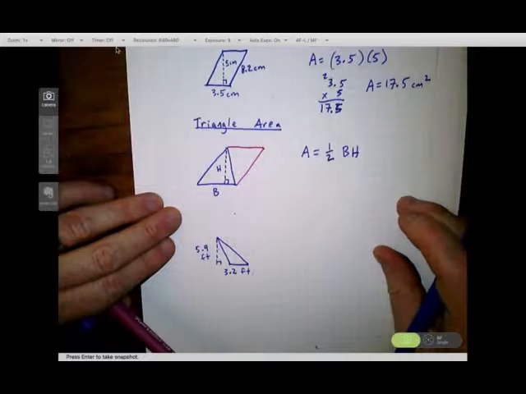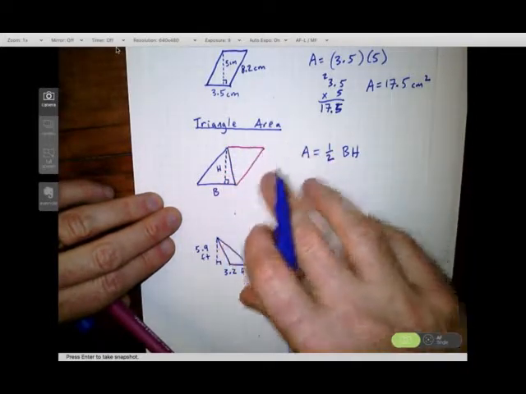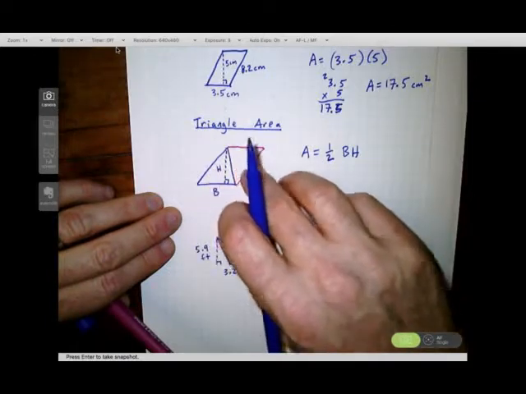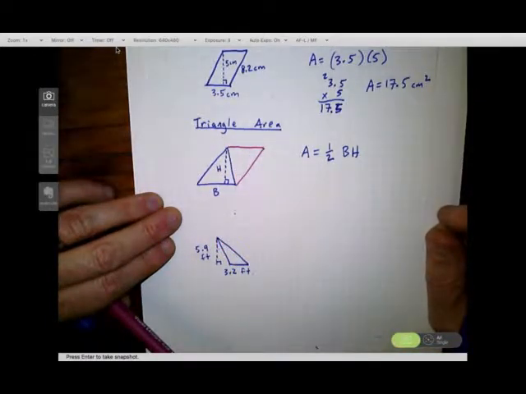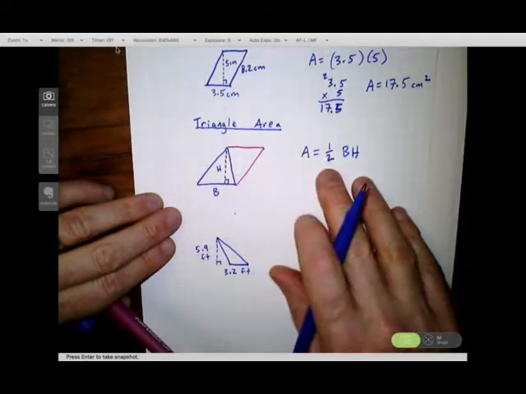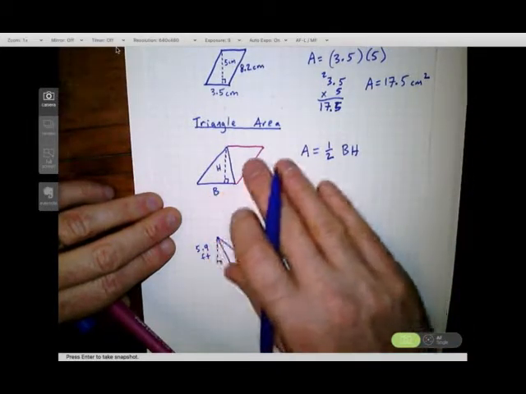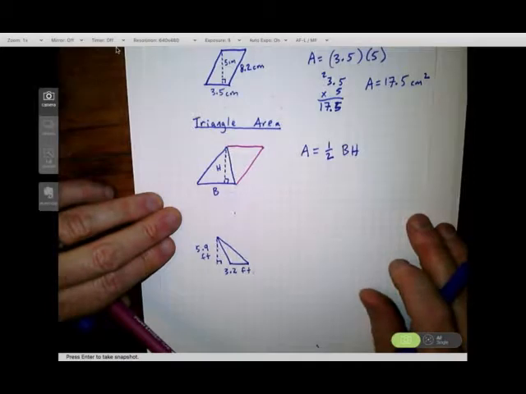Okay? So that's where it comes from. It's half the area of a parallelogram that you could make by flipping the triangle over and sticking it on that side over there and turning it into a parallelogram. Okay, that's where the formula comes from. Triangle area formula is 1/2 base times height. Okay, you don't need to do this when you're doing the problems, you just need to use the formula.